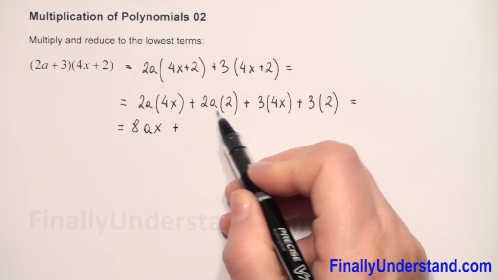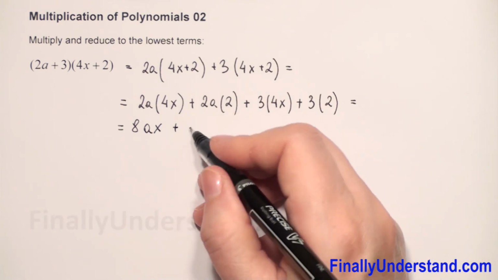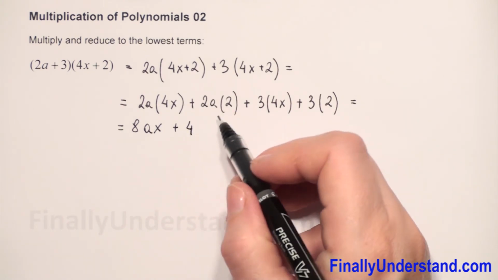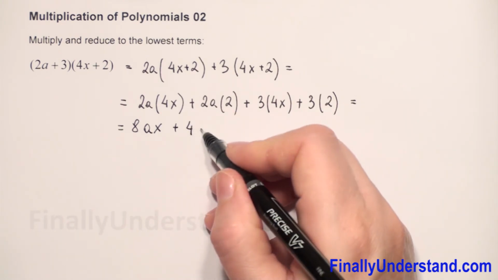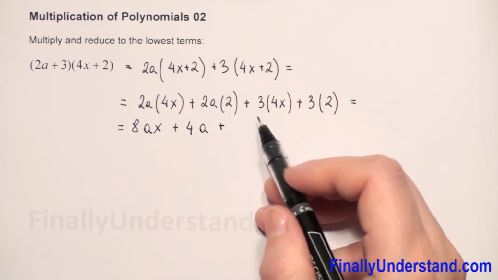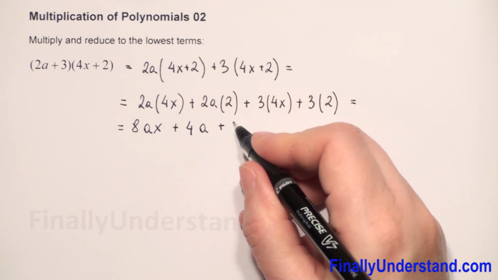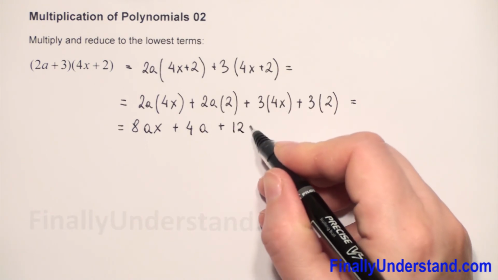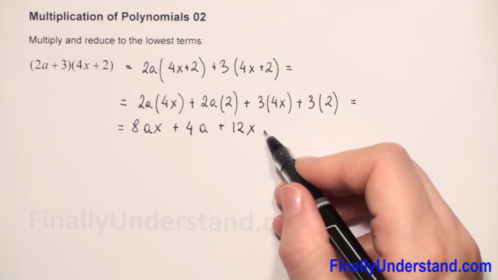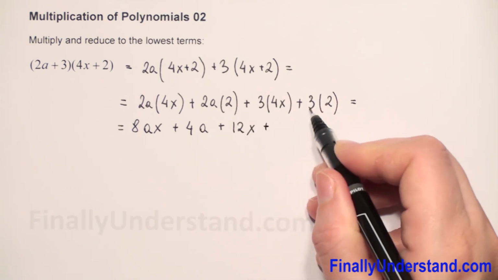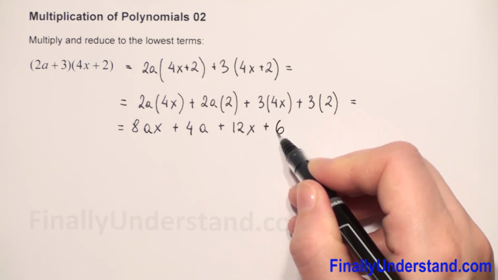plus next again the numbers we have to multiply. 2 times 2 will be 4, and we have to copy variable a, plus 3 times 4 is 12, and we have variable x which we have to copy, and we have plus 3 times 2 is 6.